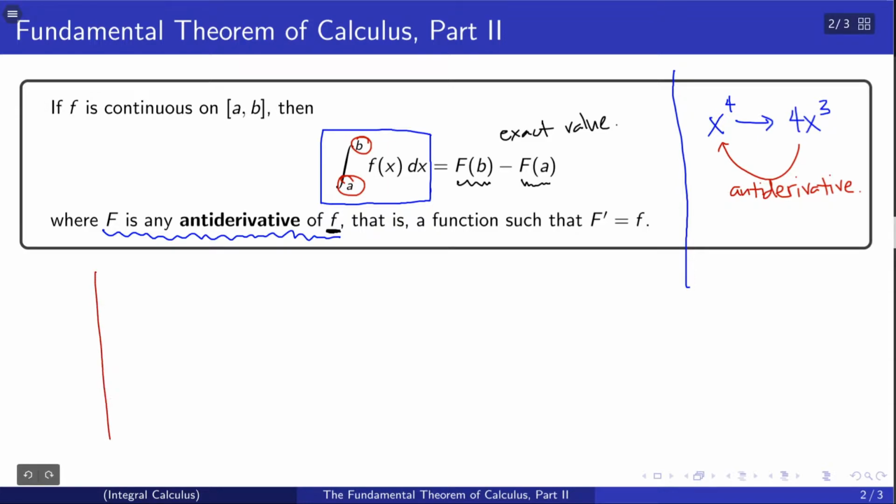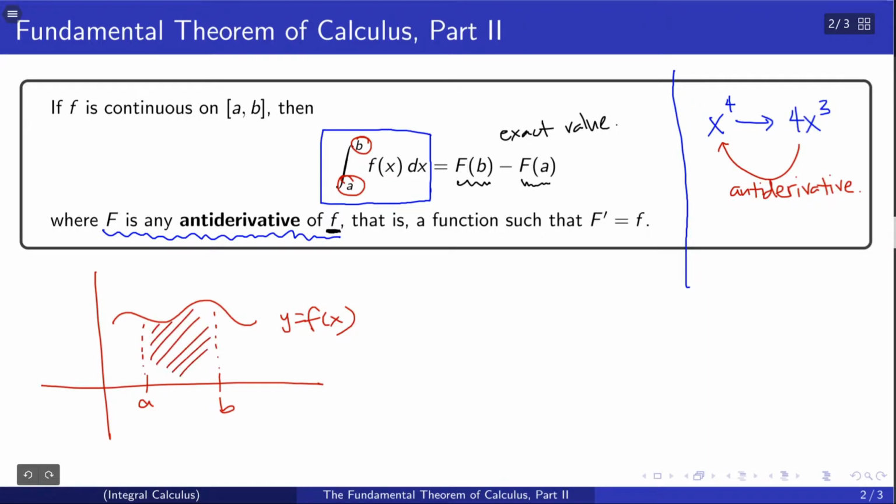Right? So if you had the graph of small f here, this integral corresponds to exactly this area here under the curve and above the x-axis. What this theorem tells us is that we only need to know the function value of capital F of x at the endpoints in order to get that area.